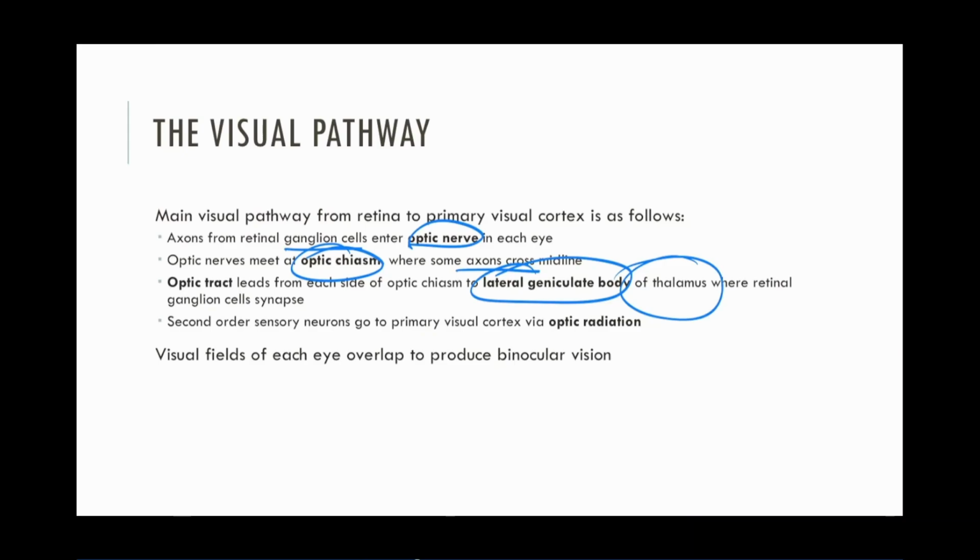Then, once we leave the thalamus, we have second order sensory neurons that go to the primary visual cortex via optic radiations. So we have a lot of nerves that branch out, and they all innervate parts of the primary visual cortex so that we can interpret our vision. We do have overlap from the right eye and left eye. There is some overlap in our vision to produce binocular vision.